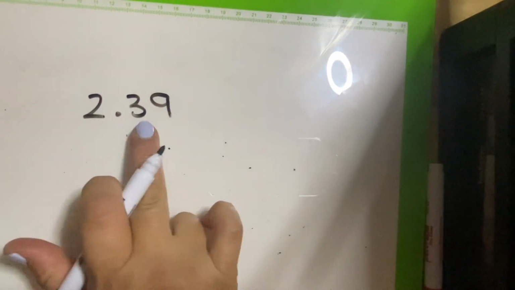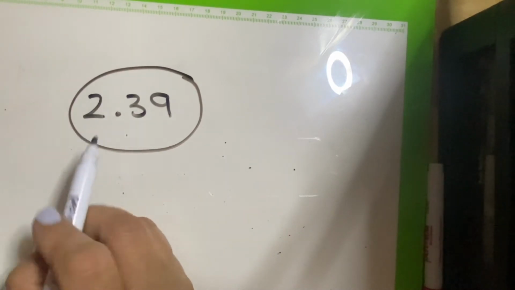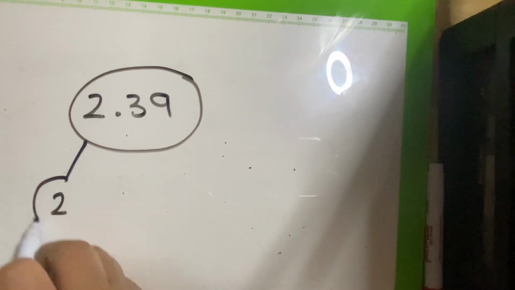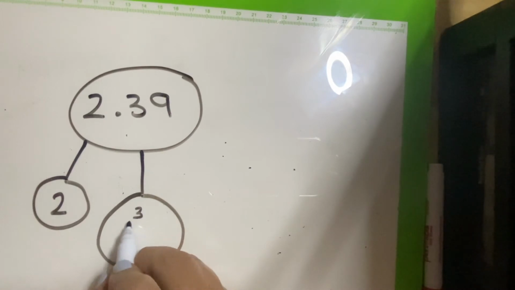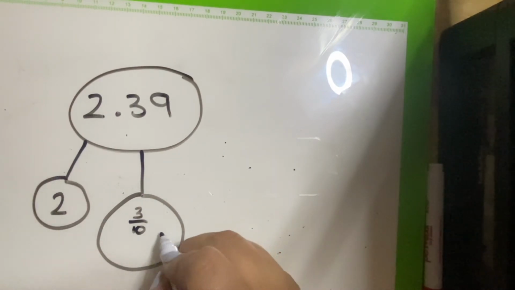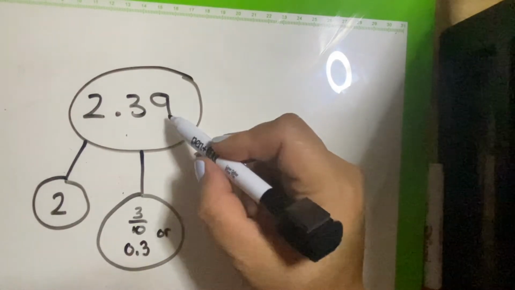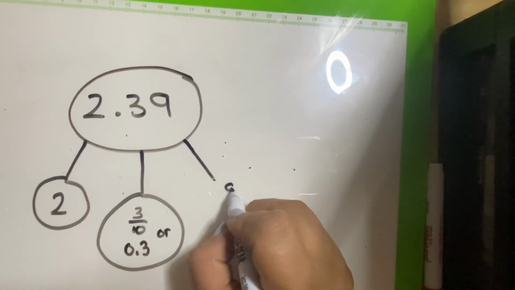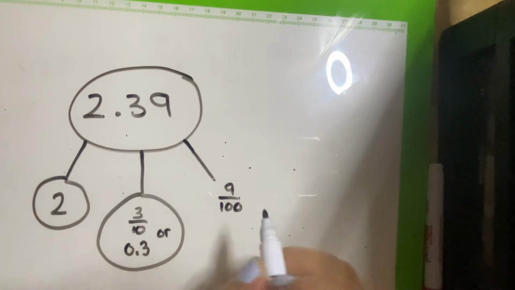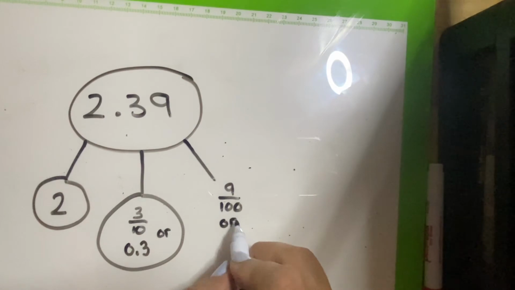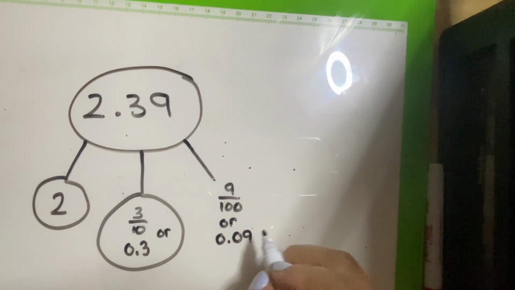So if I have a number like 2 and 39 hundredths and I'm decomposing it with a number bond, I can say, okay, I have 2 ones, so that's 2. I have 3 tenths, or 0.3, and I have 9 hundredths, or 0.09.